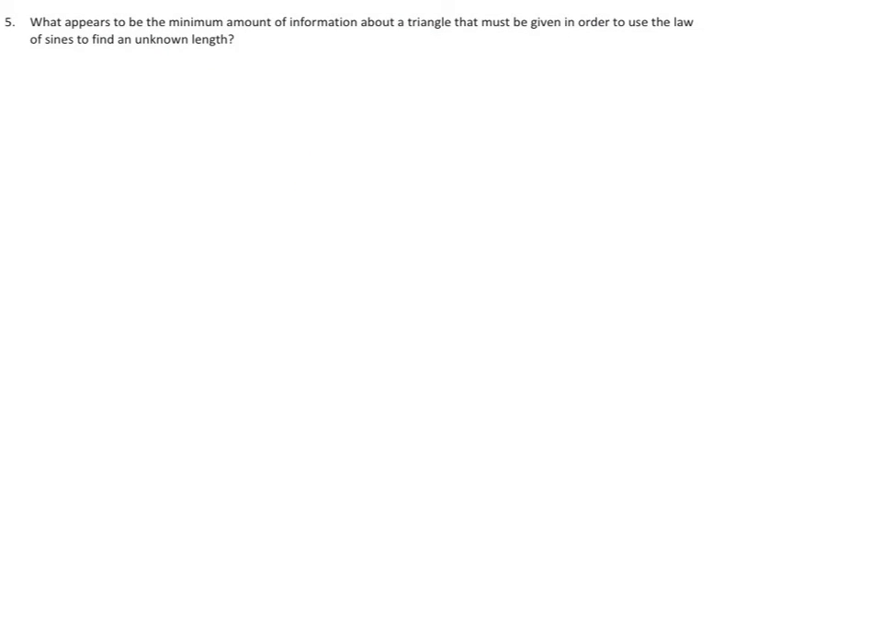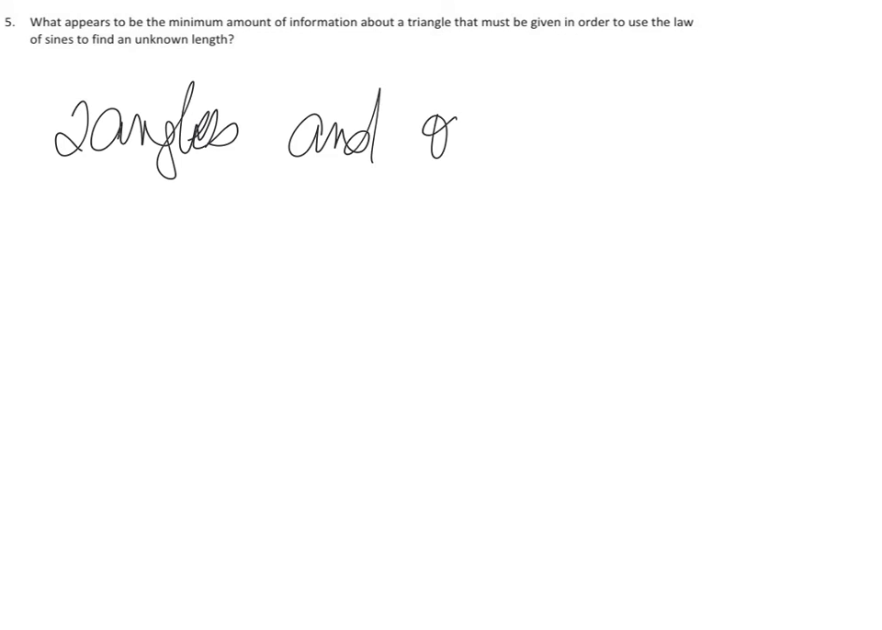What appears to be the minimum amount of information about a triangle that must be given in order to use the law of sines to find an unknown length? Two angles and one side. So two angles and at least one side. We'll say at least.